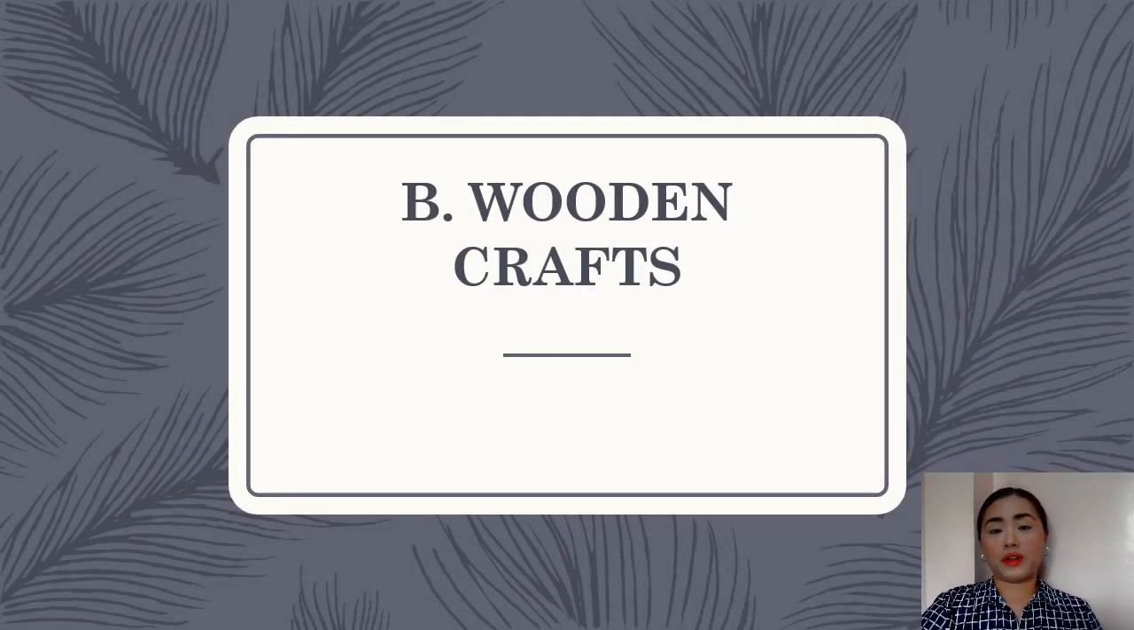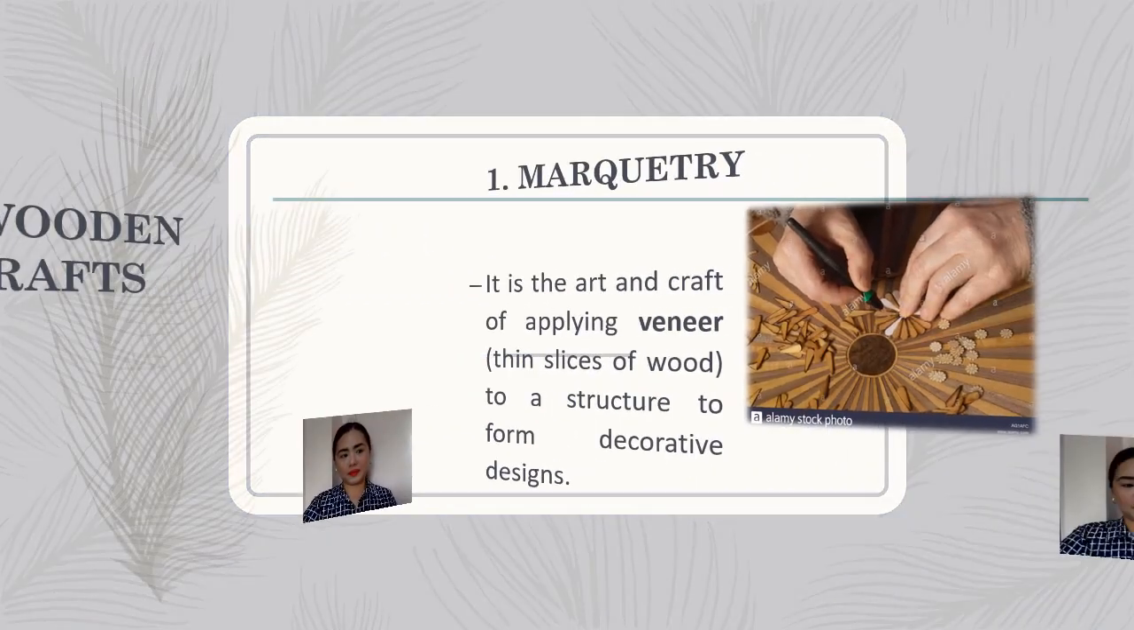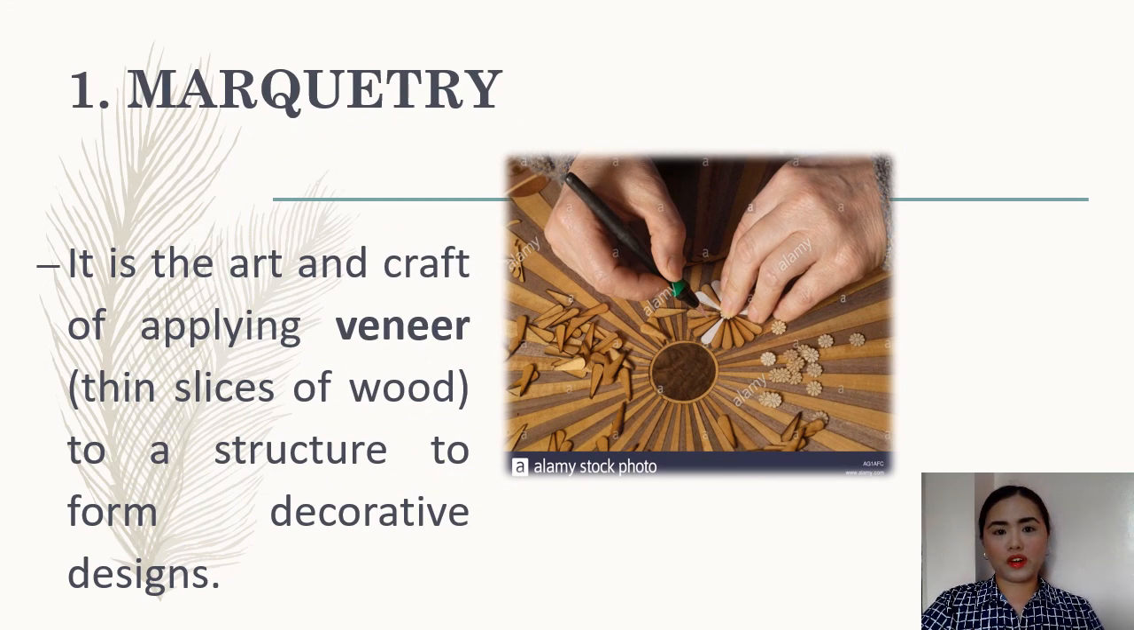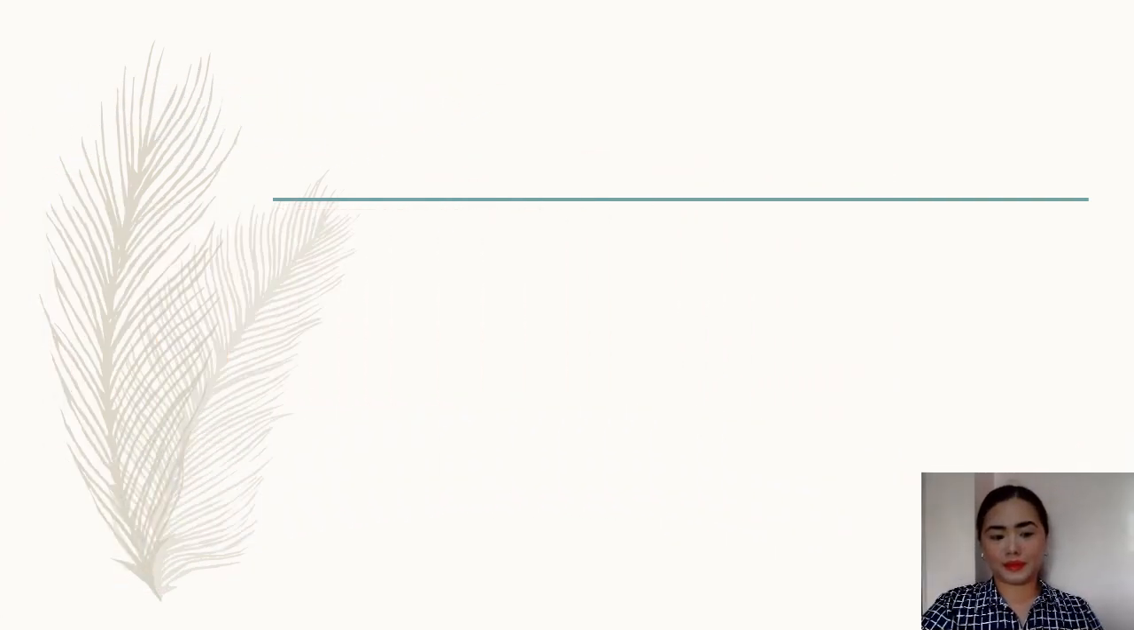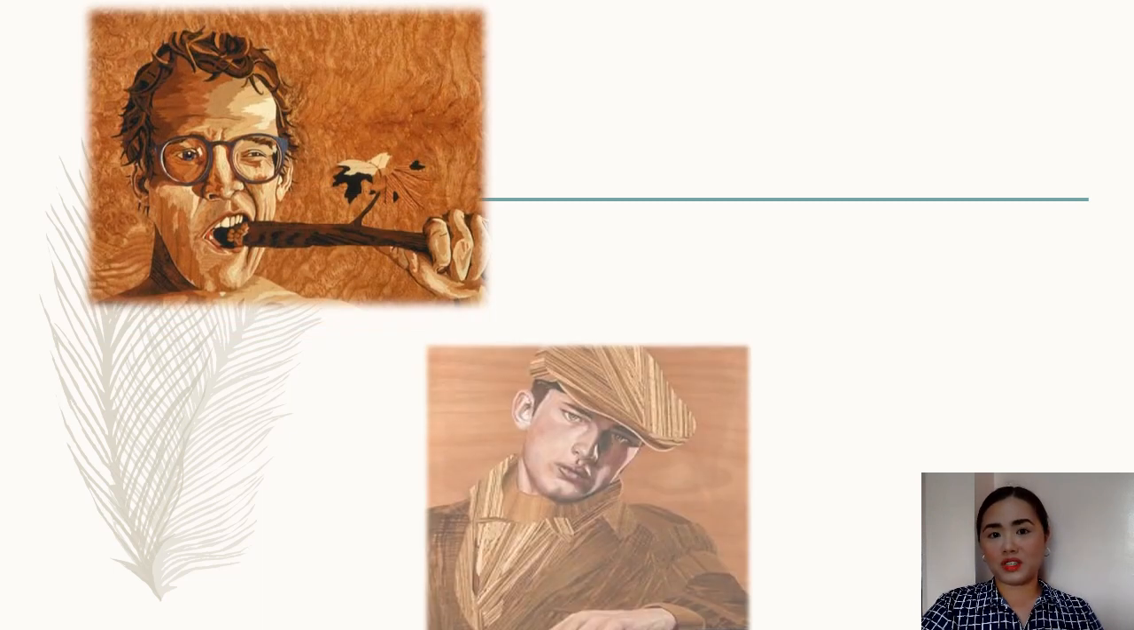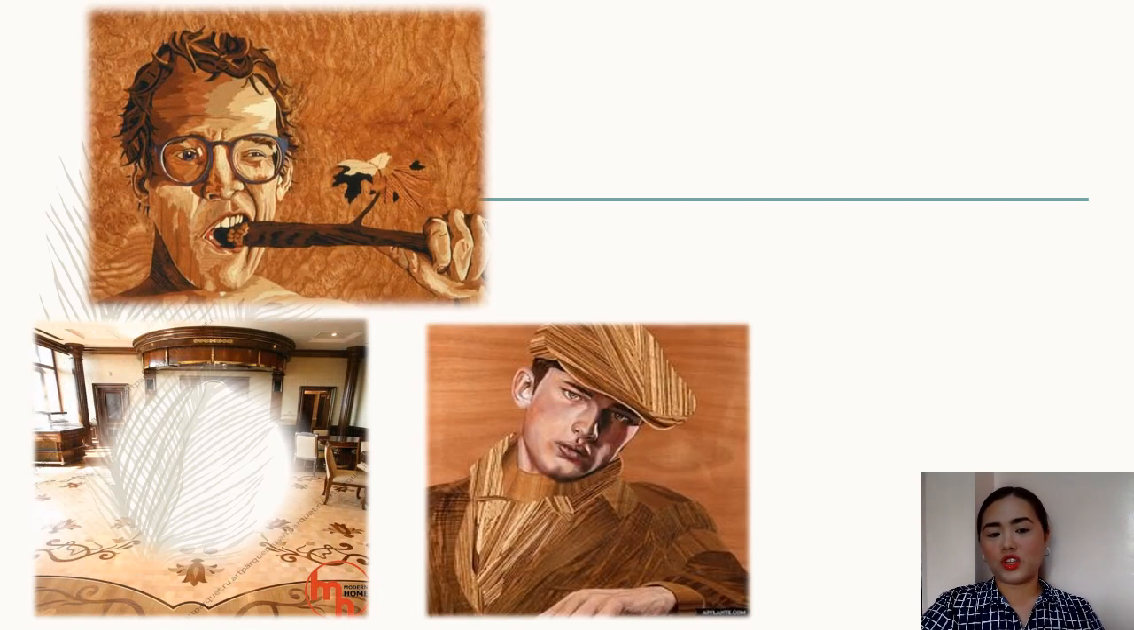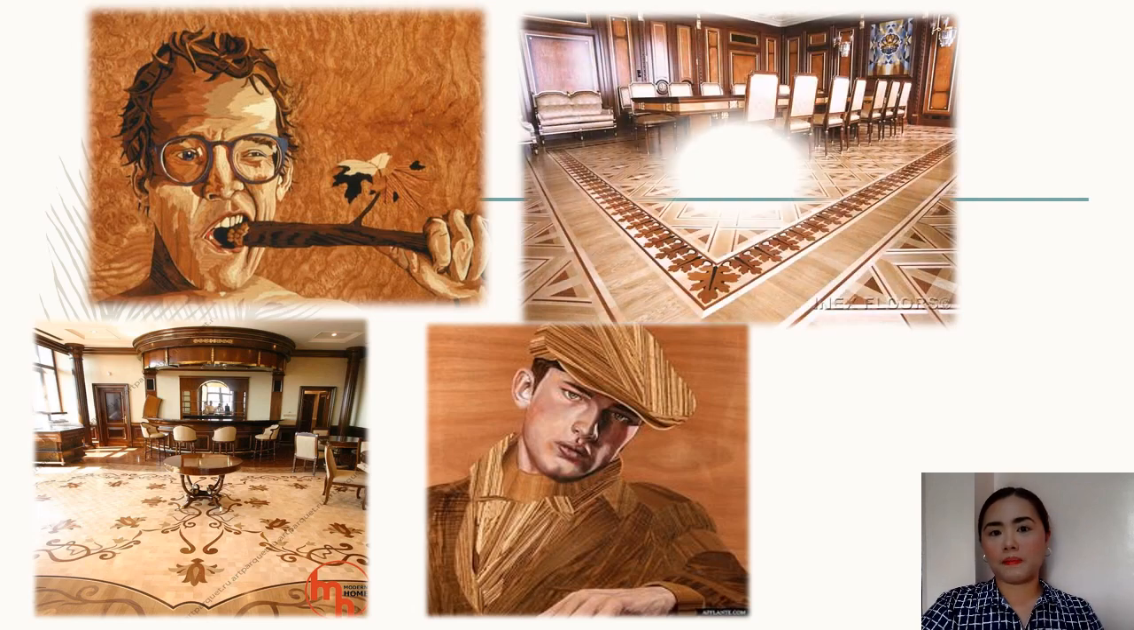The second category of craft are what you call wooden crafts. The first type under wooden crafts is marquetry. Marquetry is the art and craft of applying veneer or thin slices of wood to a structure to form decorative designs. Here are some of the products that you can create using the marquetry technique. First one, you have wood images, and the second, you have wooden floor panels.